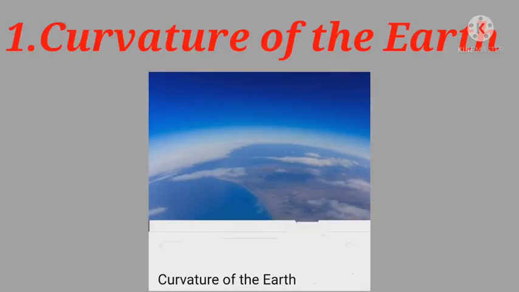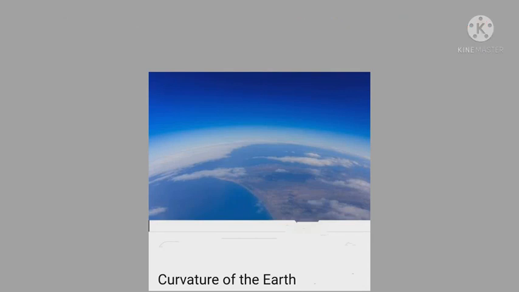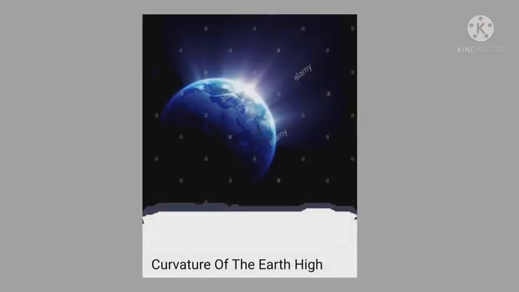Number 1. Curvature of the Earth. What is meant by the curvature of the Earth? A rounded, bent or arched shape in something is a curvature. Where there is a wide expanse of open ocean, you can see the slight curvature of the Earth right where it meets the horizon.